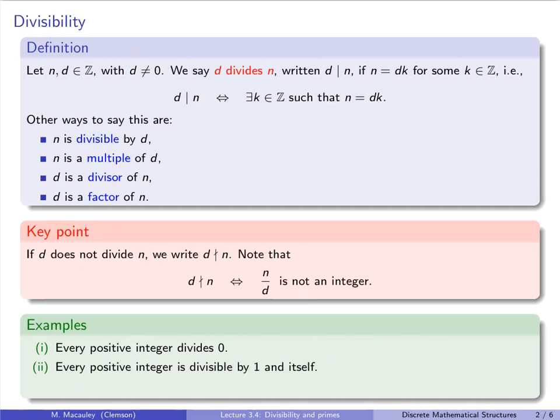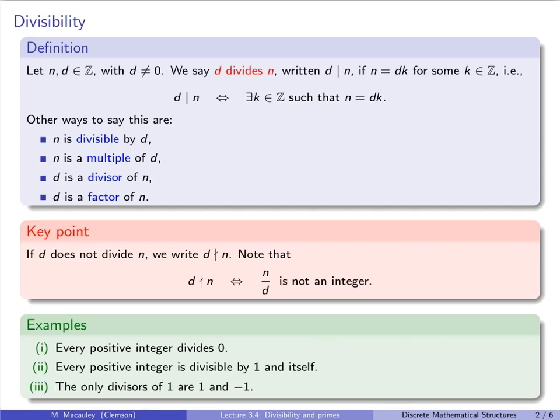Our next example: every positive integer is divisible by 1 and itself. This is straightforward to check. If we have an integer n, 1 divides n because n equals 1 times k. Well, we can just set k to be equal to n. And also n divides n because n equals n times k, for k equals 1.